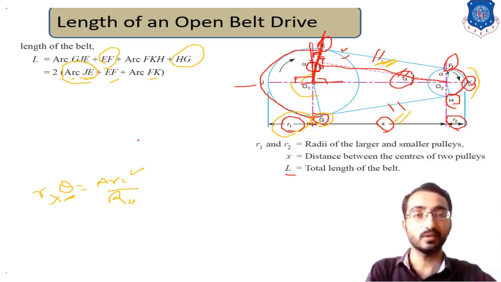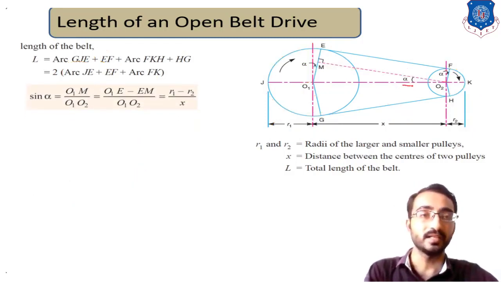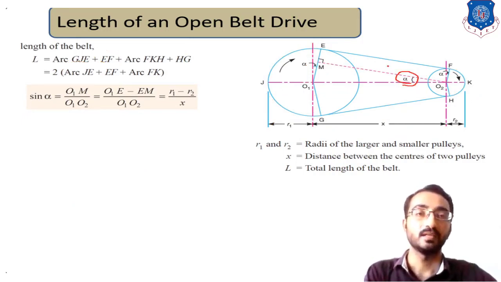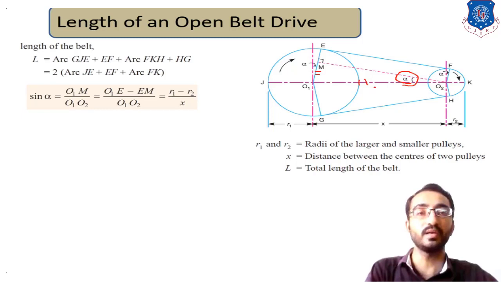Okay, so now let's calculate angle alpha. In this diagram, if you want to calculate this angle alpha, you can say that sine alpha is the opposite side upon the hypotenuse. So over here, O1M upon O1O2.